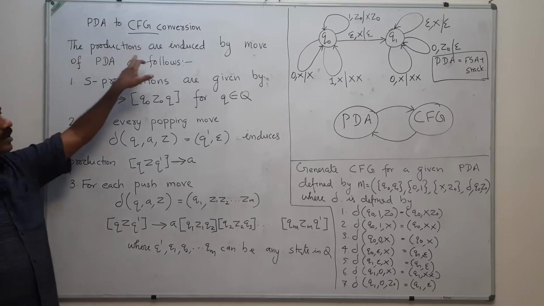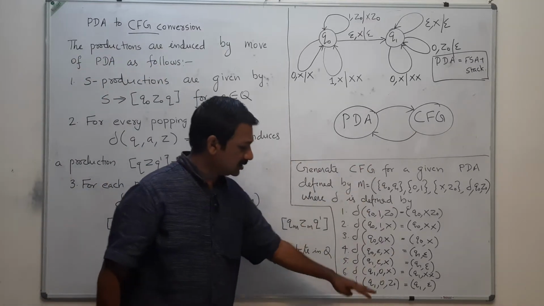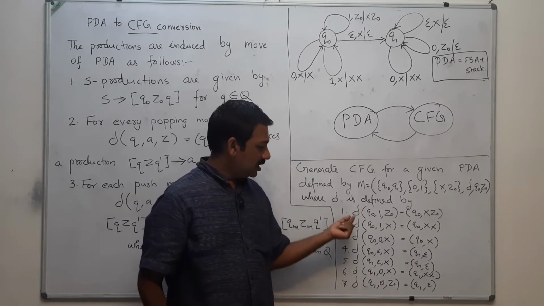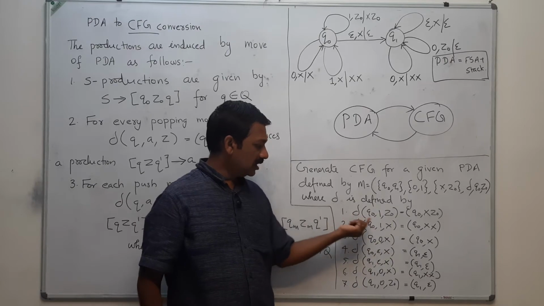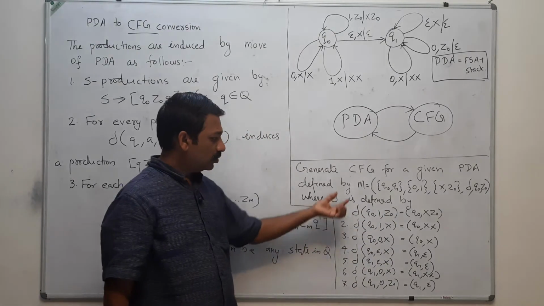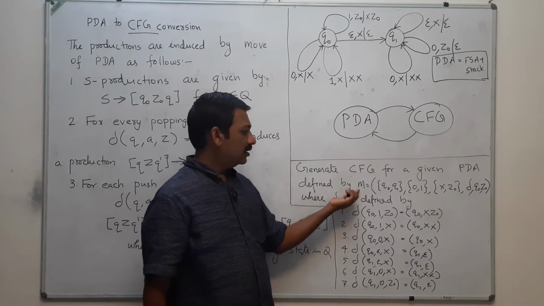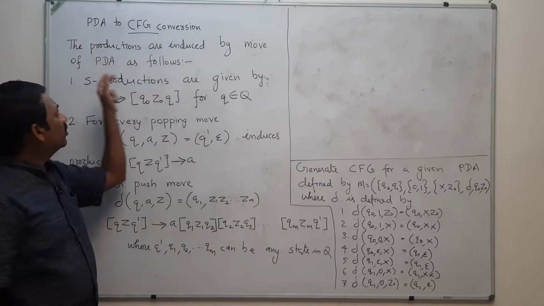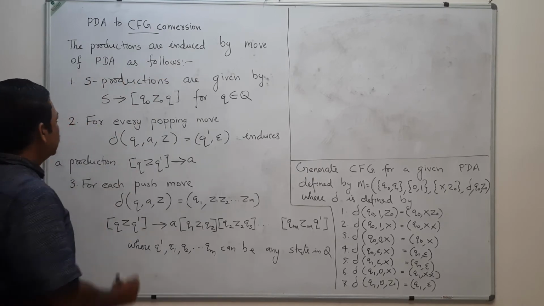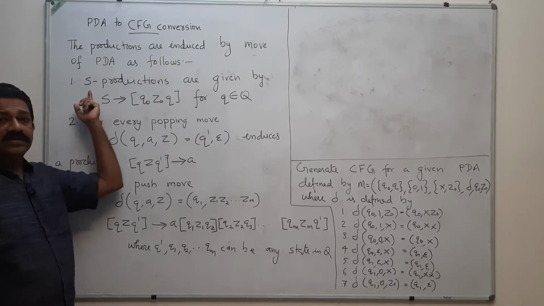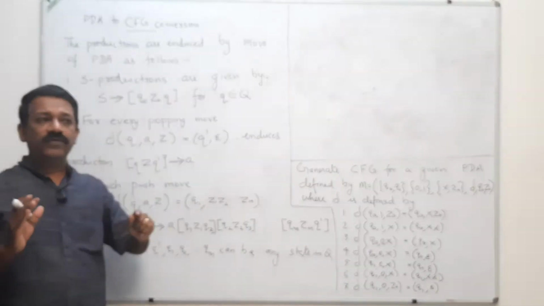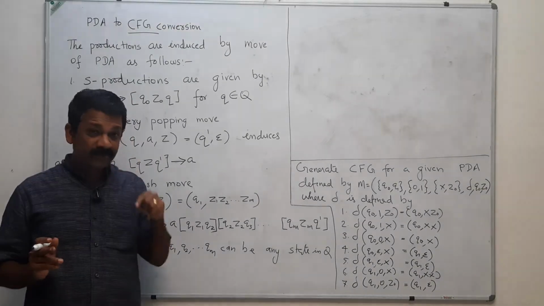Suppose that you have a set of productions. These are the set of functions, delta, these are the moves of a PDA. And once you have a PDA, then you can easily convert that to a CFG. The productions are induced by the moves of the PDA as follows. The S productions are given by S. S is the start symbol. For every grammar, if it is a context-free grammar, there is a start symbol.